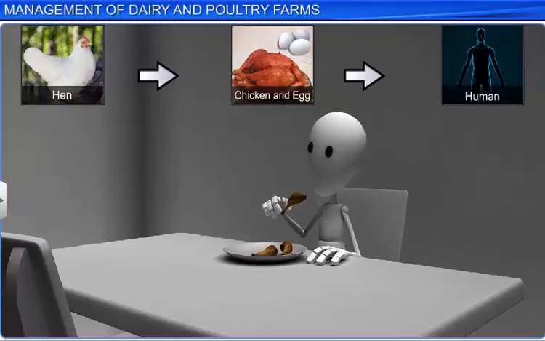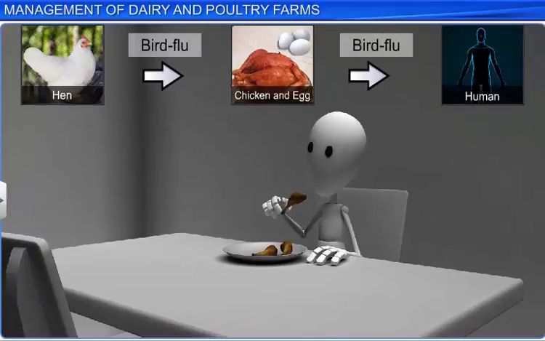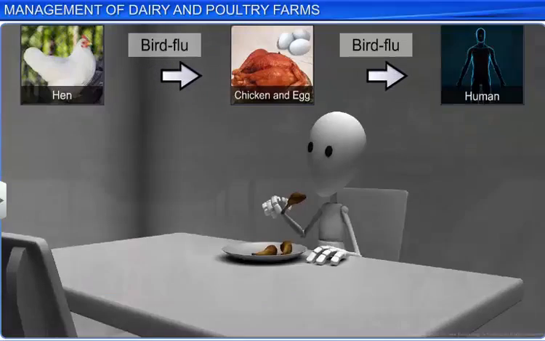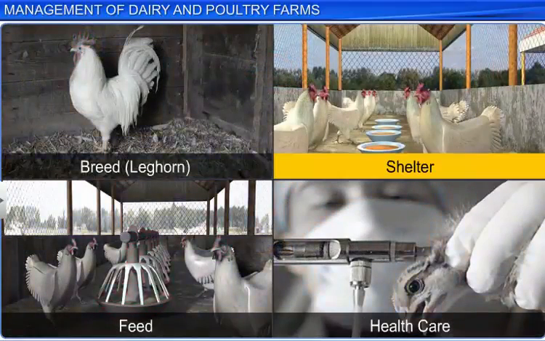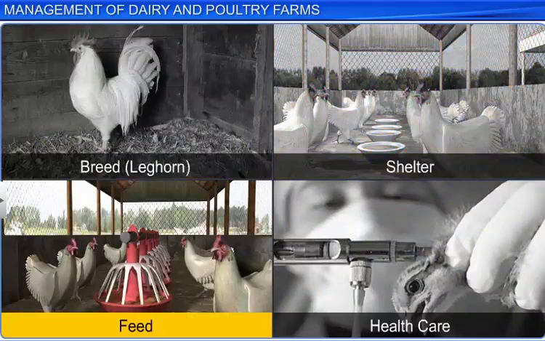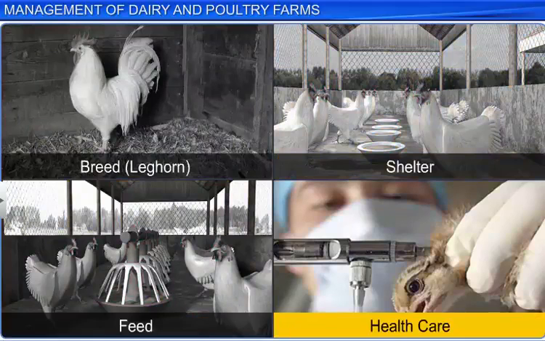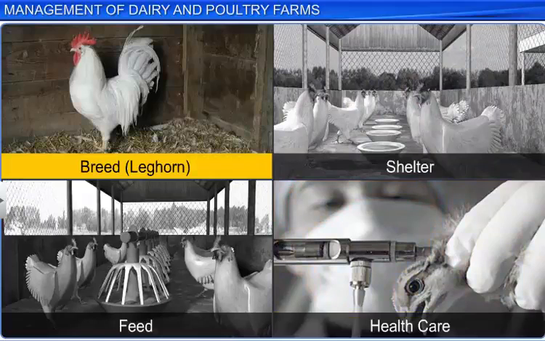Bird flu or avian flu is a very common disease. If the chickens get infected by such diseases, they need to be properly culled and disposed of. However, ensuring proper hygienic shelter for the birds, nutritious feed, and regular health care, along with good quality breed selection, will result in an increase in chicken and egg production.